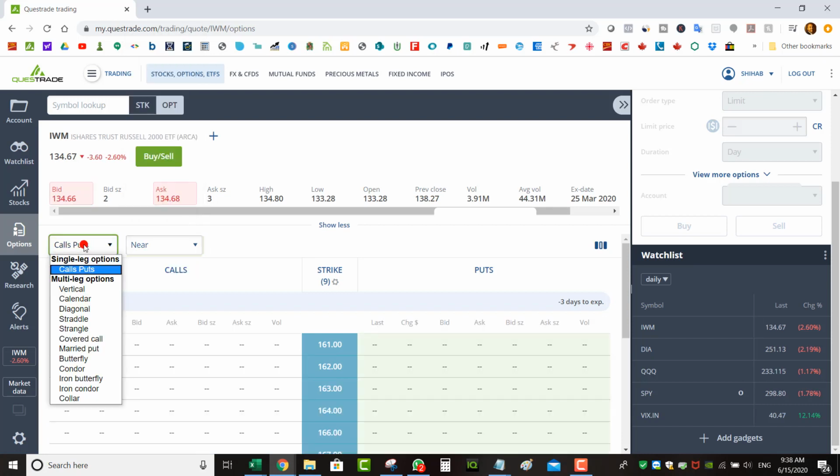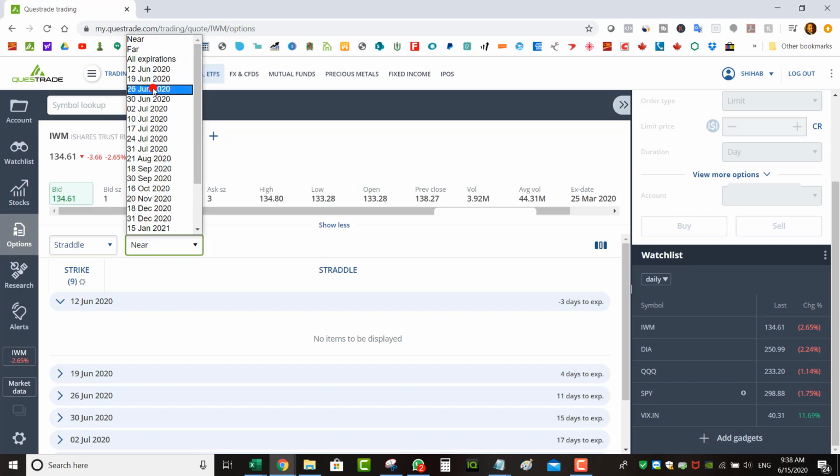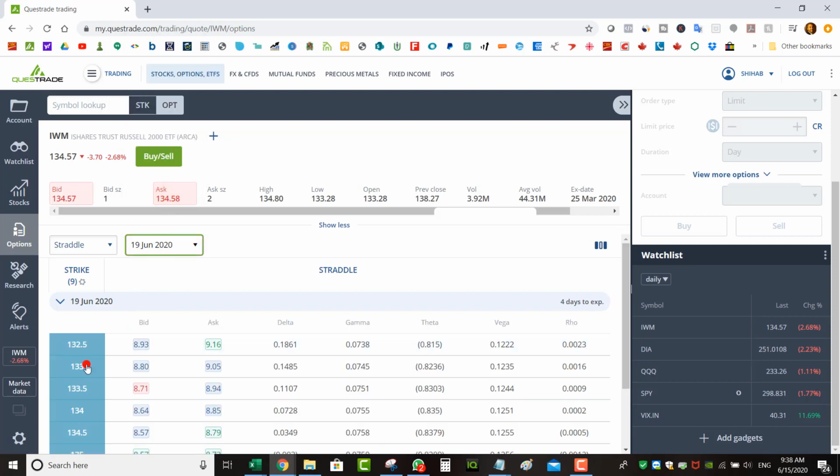So here I'm trying to sell a naked put on IWM. It's something I'm trying to get into. I'm trying to get my feet wet with naked puts. So I'm looking at IWM because the capital requirement will be smaller.